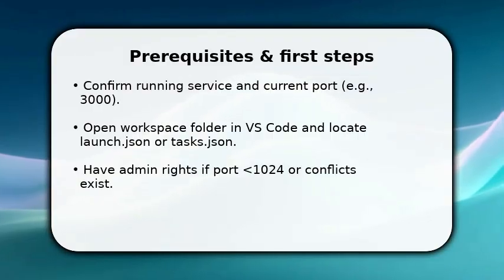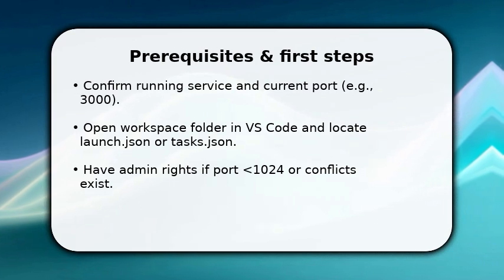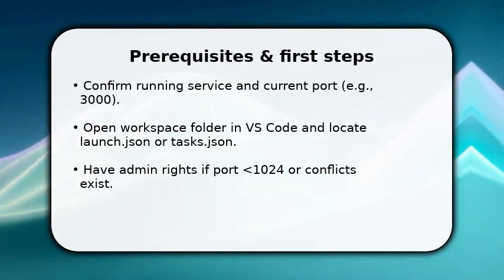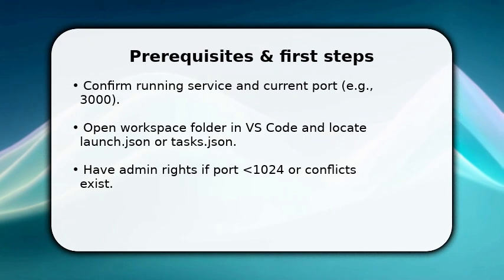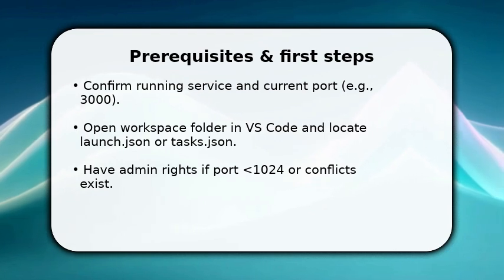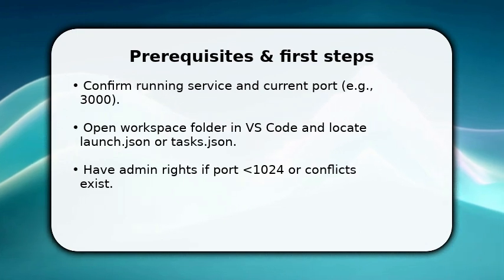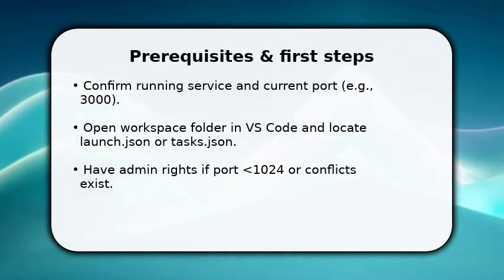You begin by confirming which service is running and the port number. You need that to avoid conflicts. Once done, open the project in VS Code and locate launch.json or the dev server config file to edit. Make sure you have permission to change ports, especially for privileged ports below 1024. This is the first actionable step.